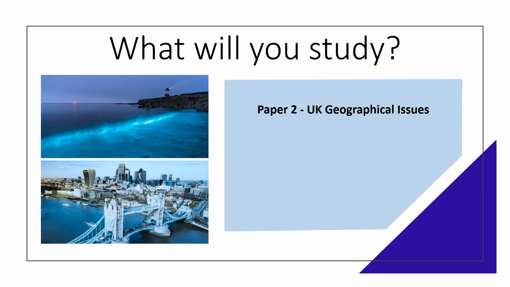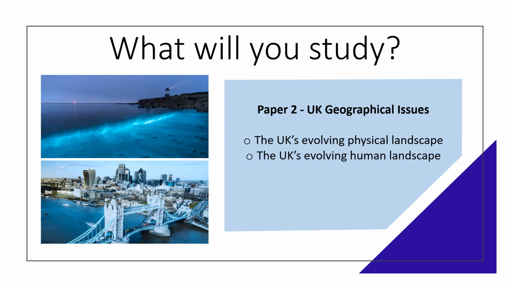Paper 2 is called the UK's Geographical Issues. The physical landscape gives an overview of the varied physical landscapes in the UK, resulting from geology, geomorphic processes, and human activity over time. Plus, we look at 2 distinctive landscapes referred to as coastal change and conflict and river processes and pressures. The UK's evolving human landscape revolves around the changing and varied human landscape of the UK, including the socio-economic and political processes that influence it, plus a case study of a UK major city.